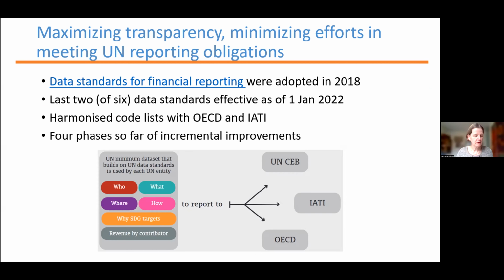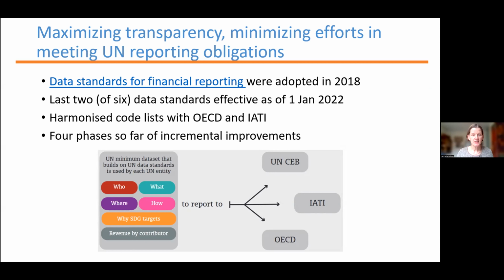Julie already referred to this, the transparency. The OECD multilateral development finance report also refers to the whole issue of trust. And it's also this issue of whether we can put out the data that we have in a transparent way, so people see who's funding the UN and what the money is being used for. So that's one of the reasons why the financial data standards were adopted in 2018.